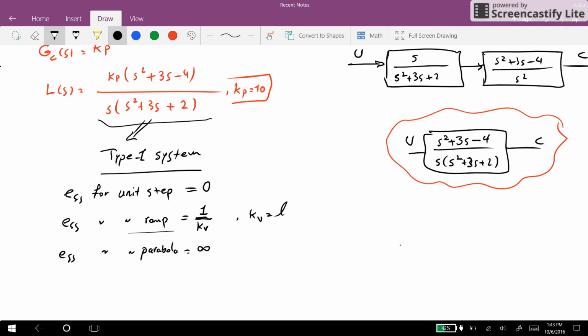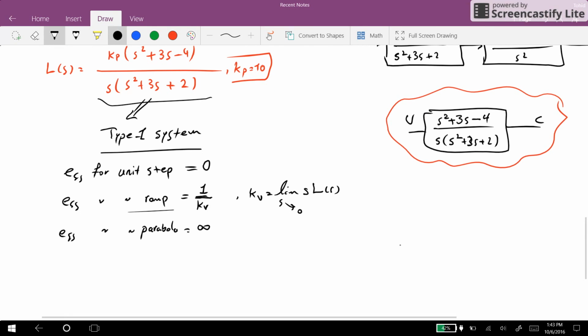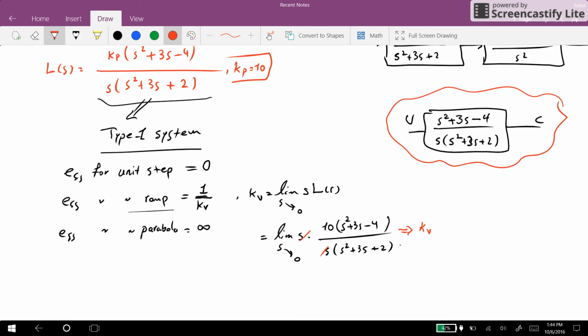We know that kV is equal to the limit of s times L of s as s goes towards 0. We will have the limit of s times L of s, which is 10 times (s squared plus 3s minus 4) over s times (s squared plus 3s plus 2). As s goes towards 0, we will have kV equal to minus 40 over 2, or minus 20.